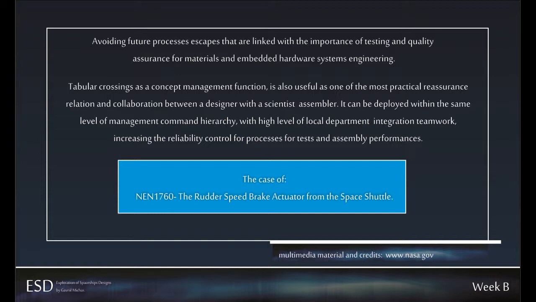A special video from the NASA Lessons Learned is following for the case of NEN 1760, the rudder speed brake actuator from the Space Shuttle.